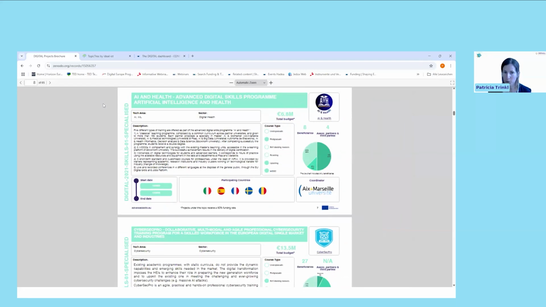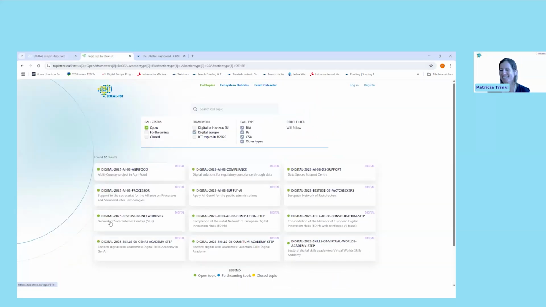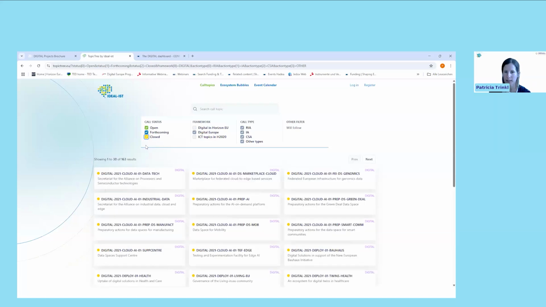Then Daniela already mentioned, we have the topic tree. So the topic tree was developed by another NCP project, the so-called Idealist project. These are the NCPs for Cluster 4 Digital part. And this tool gives you a really nice overview about all open topics, not only open, but also forthcoming and already closed topics. And it links the topics to each other as soon as there is some relevance. For example, I will show you on the example.